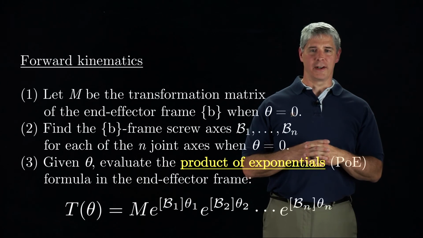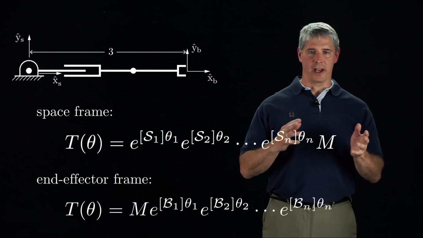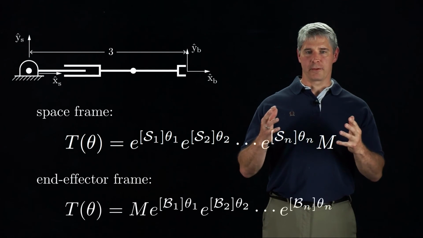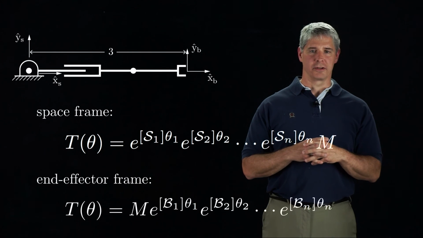Comparing the two product of exponentials formulas in the S frame and the B frame, the major differences are the frame of representation of the screws and whether M is on the right side or the left side of the sequence of matrix multiplications.